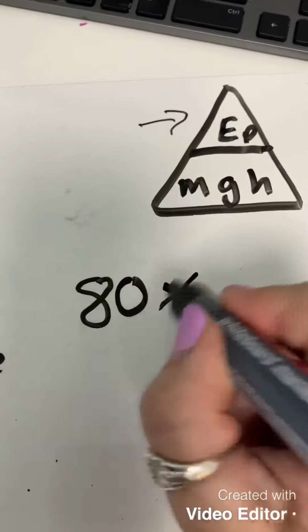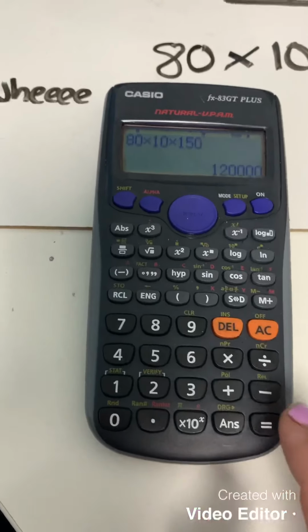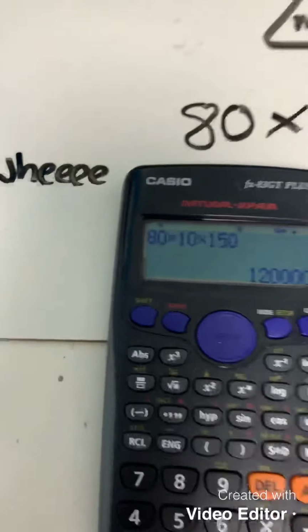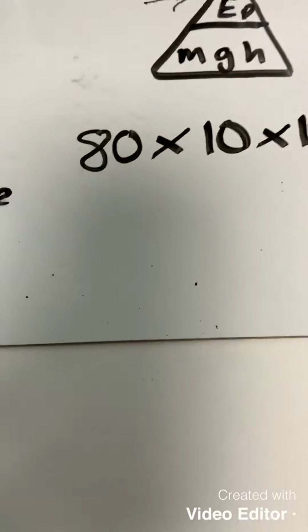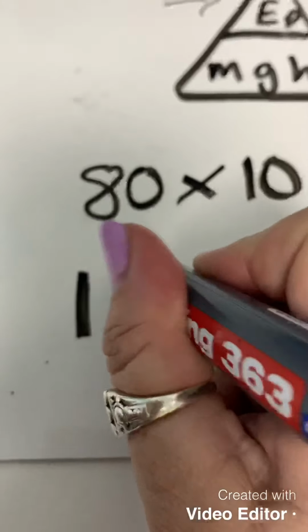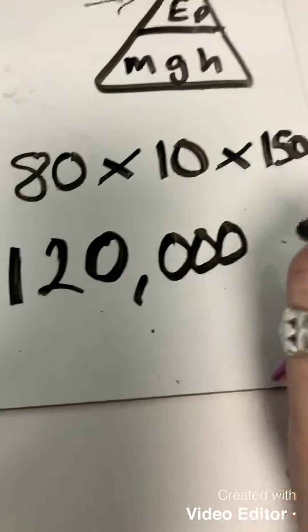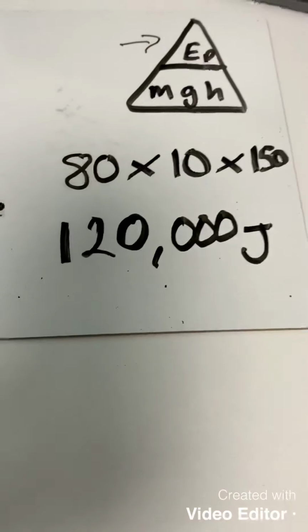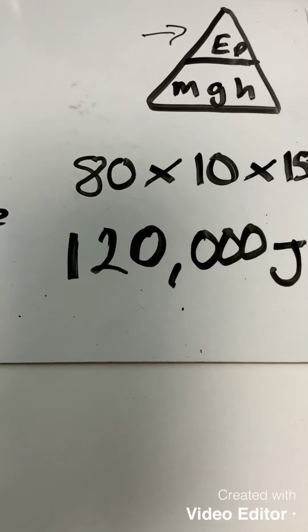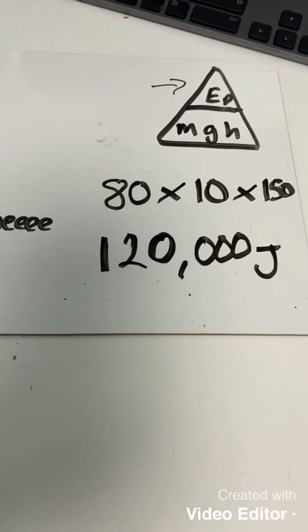So I'm going to get my calculator and I'm going to put in 80 multiplied by 10 multiplied by 150 equals, and there we go, 120,000 joules of energy. 120,000 joules of gravitational potential energy at the point where Mrs. Harrison jumps.